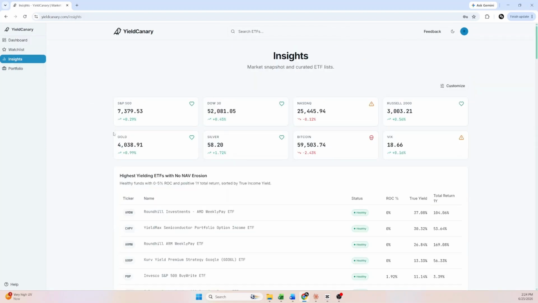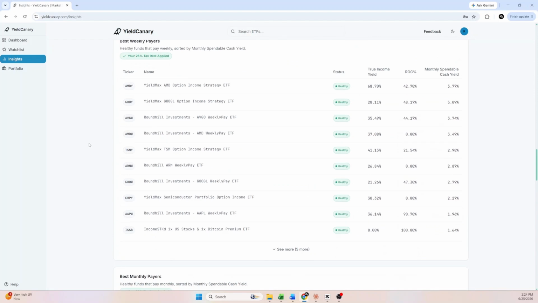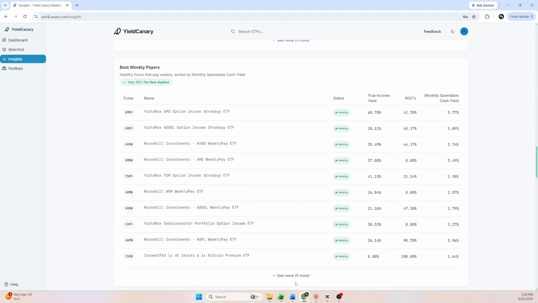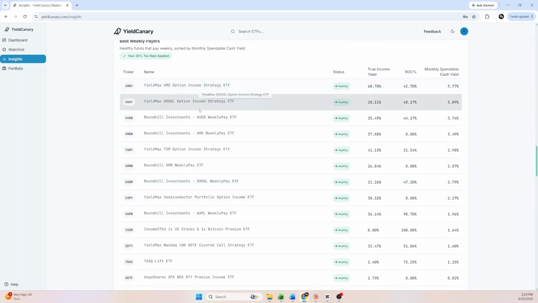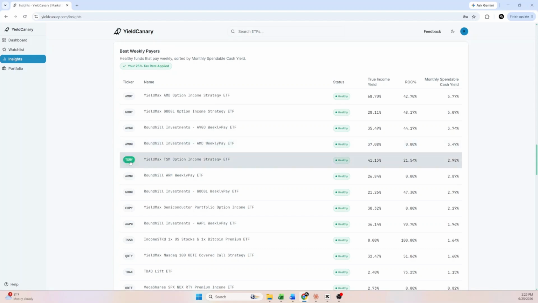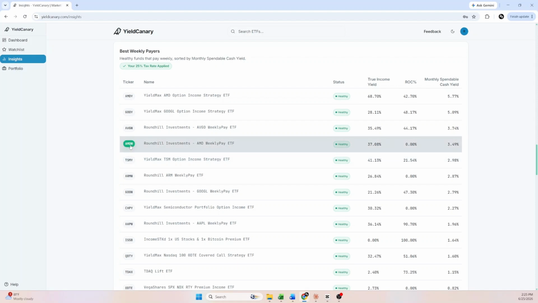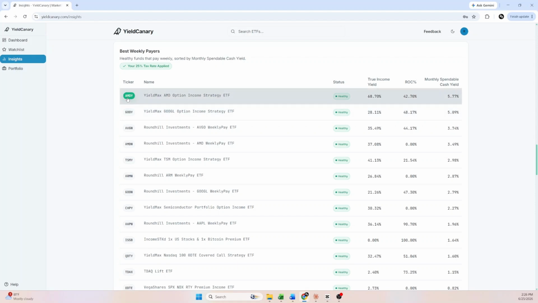Now, the list that we just went through is actually in the Insights tab over on the left-hand panel here. You can click on that. This is a curated bunch of lists. There are 11 in total with some market snapshots up top here. But if we scroll down, you can see right here the best weekly payer list. There's 10. You can click to see 5 more. And you can see the ones that we just went through, top 5 here, plus all the ones underneath it as well. So that was our top 5 list. Just to summarize, we had TSMY, AMDW, AVGW, GOOY, and AMDY.